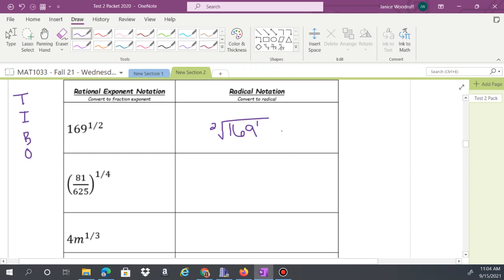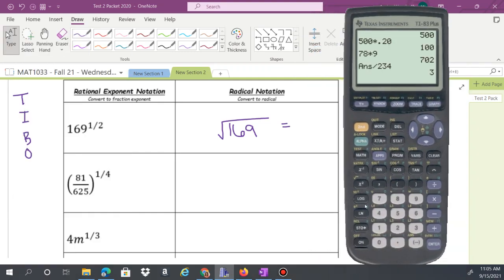Now, in this case, I don't need to write 169 to the first, so I just write it as 169. I didn't mean to erase that. Just the 1. There we go. I also don't need to write second root. Anytime that I have just a square root symbol, it is understood that it's the second root, because there is no such thing as the first root. That contradicts the definition of a square root. So I just write the 1/2 power as the square root. And then in this case, I would take the square root of 169, which is 13.